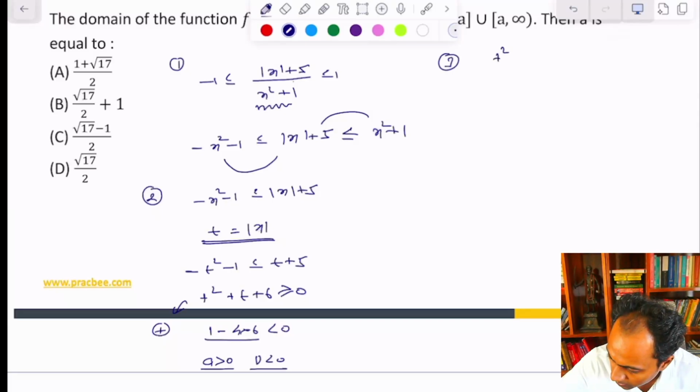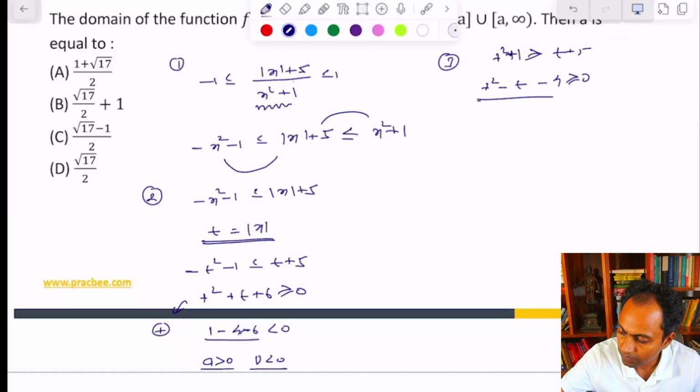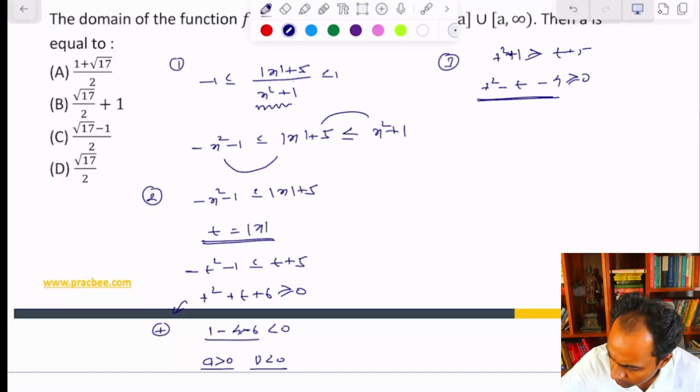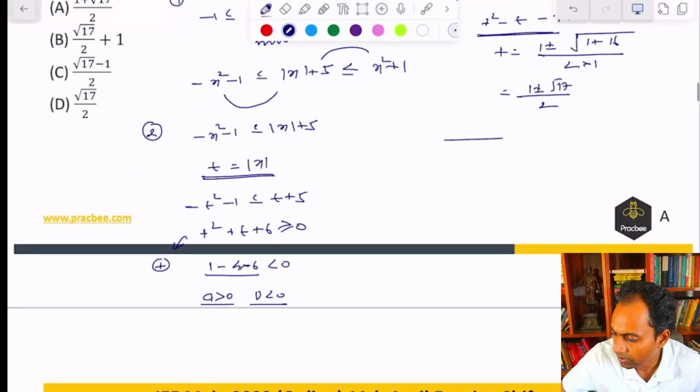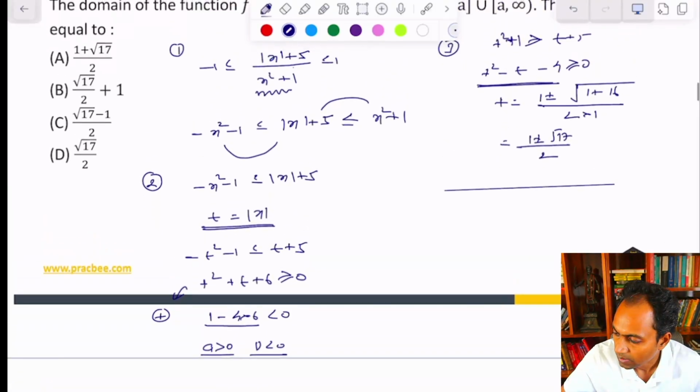So this will become t square plus 1 is greater than or equal to t plus 4. If I simplify this, it is t square minus t minus 4 greater than or equal to 0. Now for this, if I try and figure out the roots, let us see what we get. Your t will come out to be 1 plus minus root of b square minus 4ac, that would be 16 by 2 times a. So what are we getting? It is 1 plus minus root 17 by 2.